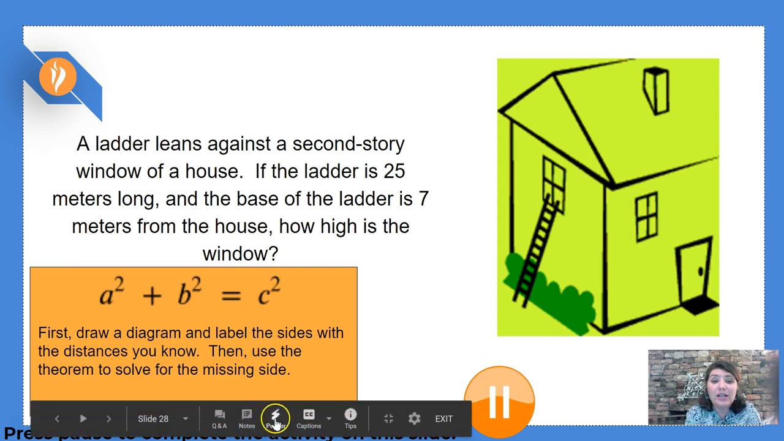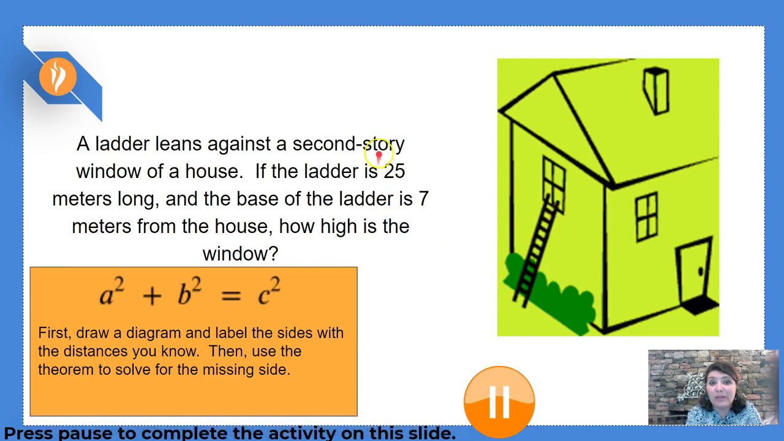So before I let you go, let's look at this together. So here's the length of the ladder. What is it? 25. That's right. It tells me that the ladder is 25 meters long. The next thing it says is the base of the ladder, that's down here, is 7 meters from the house. So this leg down here is 7.